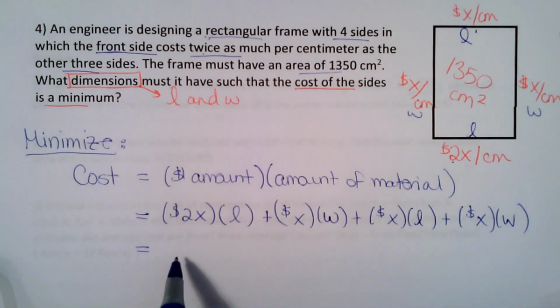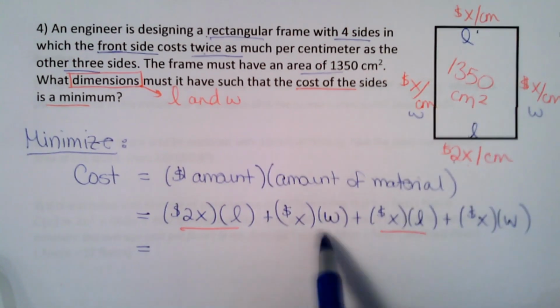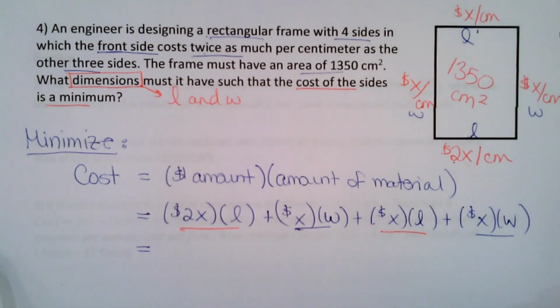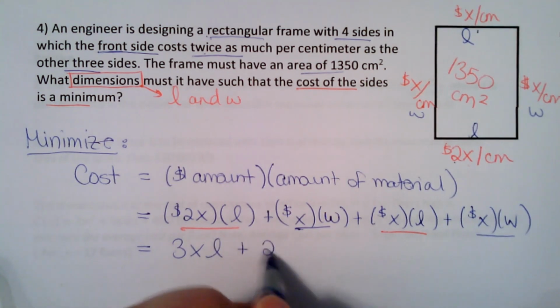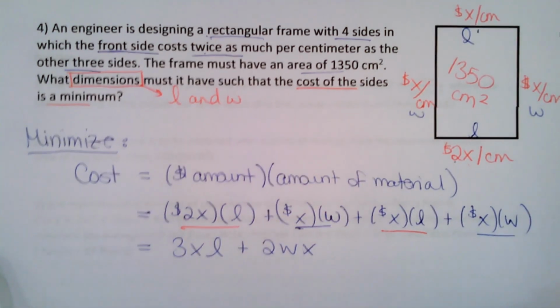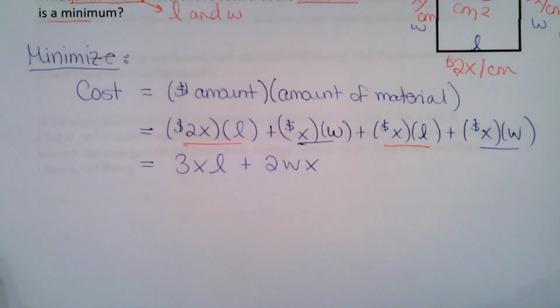Alright, if we simplify this a little bit, we can remove the dollar signs and collect some terms. I'll get like terms here and like terms here. So I'll get 3xl plus 2wx. So there we are. There is our formula for cost.